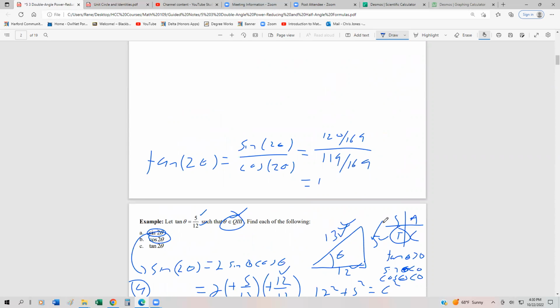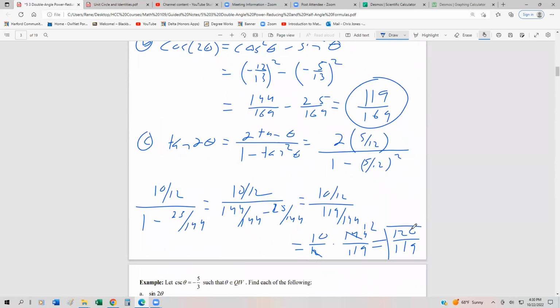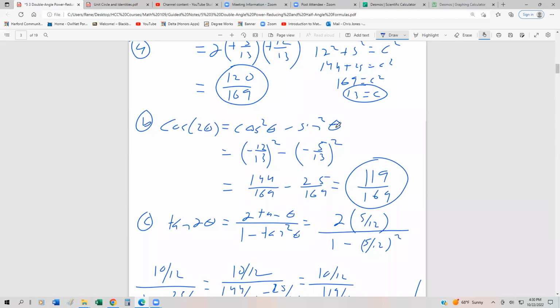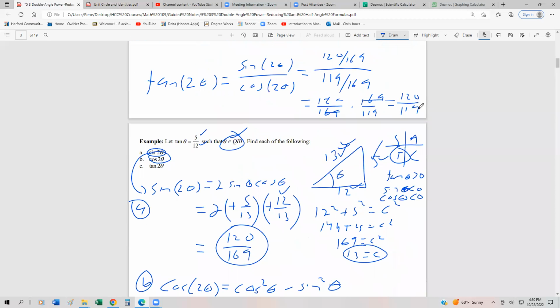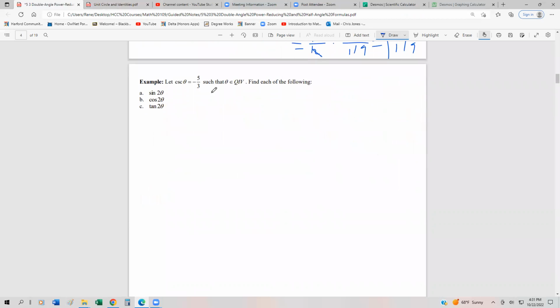If we multiply by the reciprocal, 120 over 169 times 169 over 119, that would give us 120 over 119, which I think is the exact same thing as what we just got down here, except it was a lot tougher. But that's a way to check your answers, right? If you take the ratio of these two and they do equal what we have here, then we should be good to go. All right. So anyway, just showing you a couple different ways to do this.